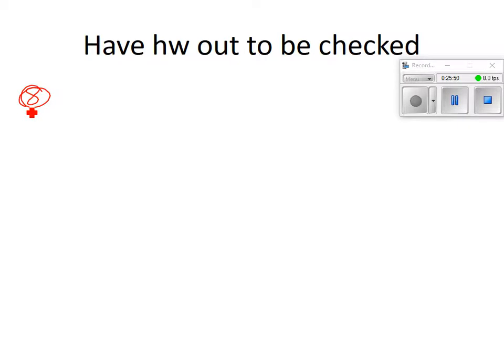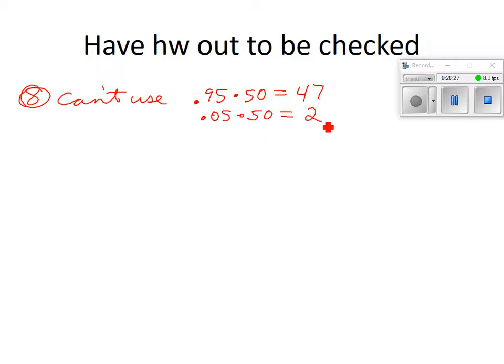Number 8, another one that I messed up on. The reason you can't use it on number 8 is, if you take 0.95, what's 0.95 times 50? So that's bigger than 5, so that's all right. But what's 0.05, that's the Q, times 50? 2, it's less than 5, so we can't use it on this one. So number 8, your answer just has to be you can't use.